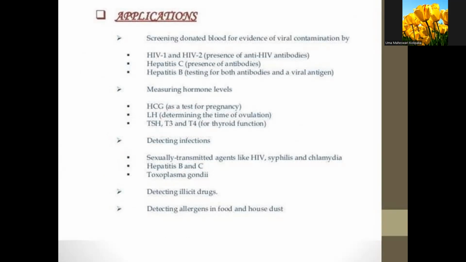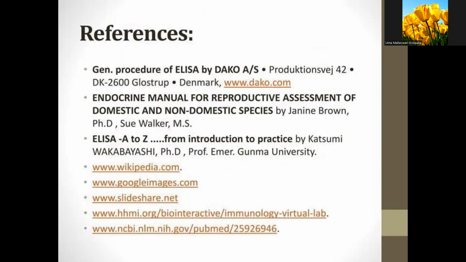Detecting infection, sexually transmitted diseases like HIV, syphilis, chlamydia, gonorrhea, we can detect with the help of ELISA. And hepatitis B, C, Toxoplasma gondii. Detecting illicit drugs, illicit trafficking, we can do with the help of ELISA. Detecting allergens in food and house dust. So these are the references we can use to get more information about ELISA.